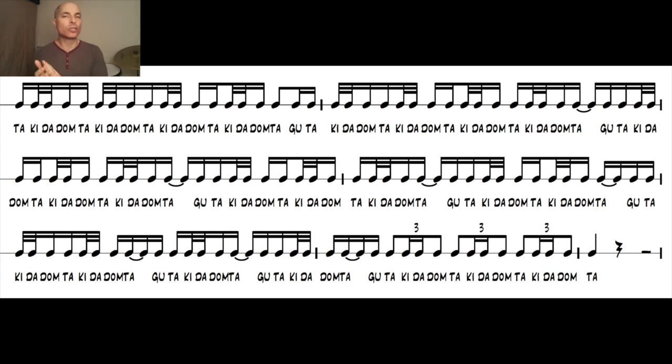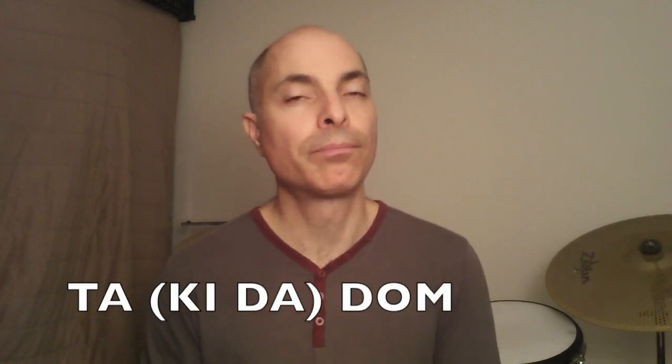Takardum, takardum, takardum, tang. Takardum, takardum, tang. Takardum, tang. Takidadum, takidadum, takidadum, ta. So the syllable group we replaced the takita with was takidadom.